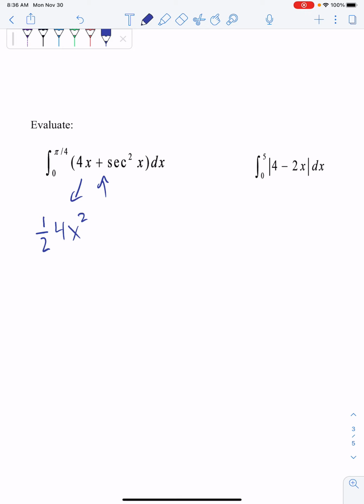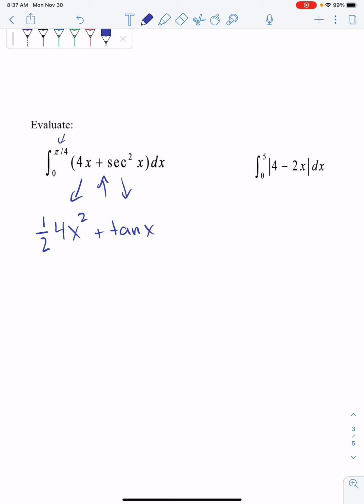Now, I'm not going to write a plus c because I don't have to. Remember, when we're doing definite integrals, when there's points that we're integrating between, that c just cancels out. So 1/2 of 4x squared. Secant squared x, if we've been practicing our trig derivatives, secant squared is the derivative of tangent of x. If I take the derivative of tangent, I get secant squared. So going backwards, secant squared goes backwards to be tangent of x.